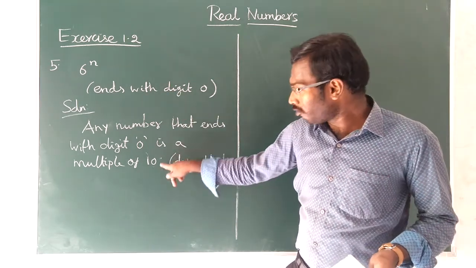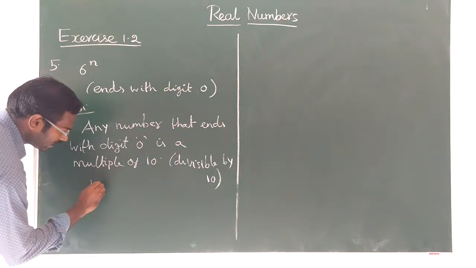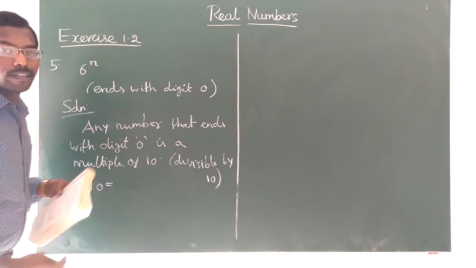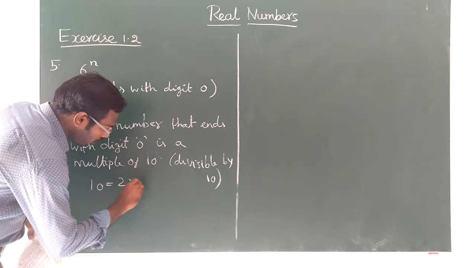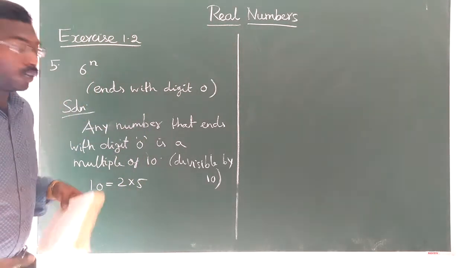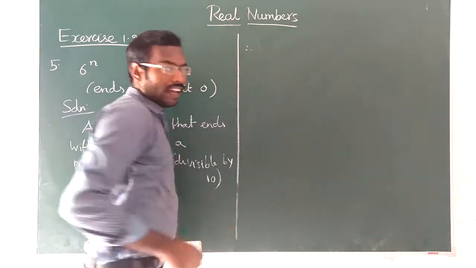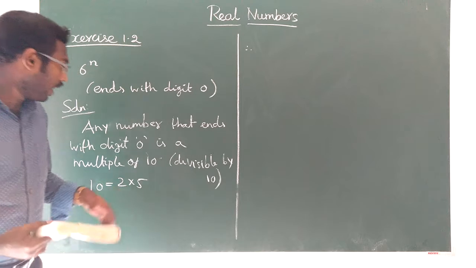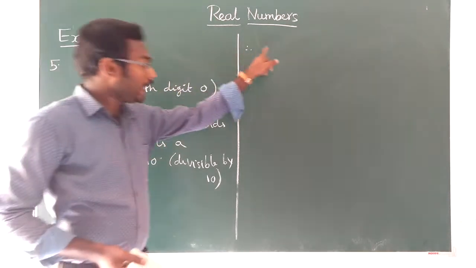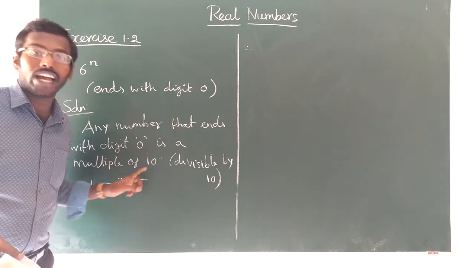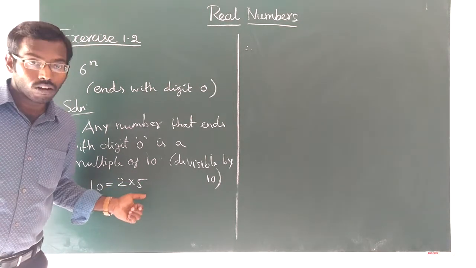Okay. So if 10 is one of the factors, how can we express 10 in terms of prime factors? 10 is equal to 2 into 5. I am writing it very detailed, okay, so that you can understand. Therefore, if the number should end with digit 0, it must have 2 and 5 as the factors, because 10 is equal to 2 into 5.